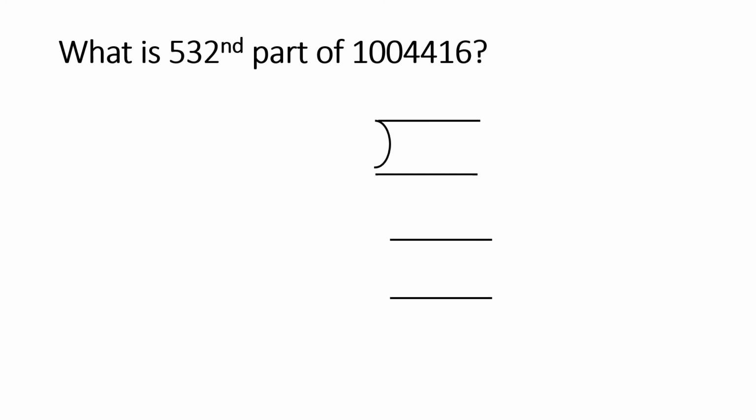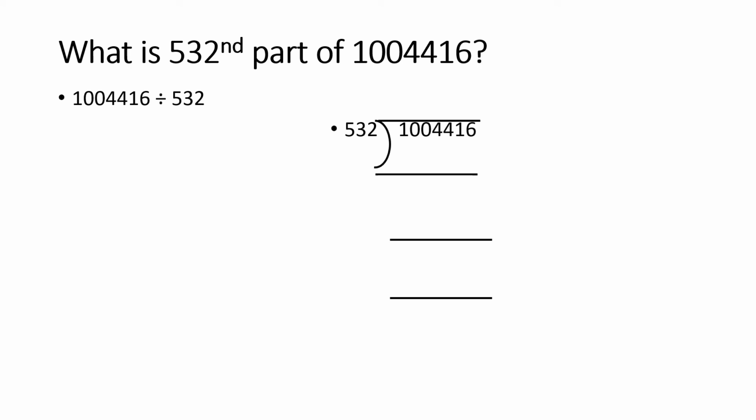What is the 532nd part of 10,04,416? Let us simplify this question. When we have to find out what is a part of anything, what do you do? Actually, you divide it. So similarly, it is a question of division. You have to identify that it is a question of division. It means we have to divide 10,04,416 by 532 and we will write it in the form of division like this.